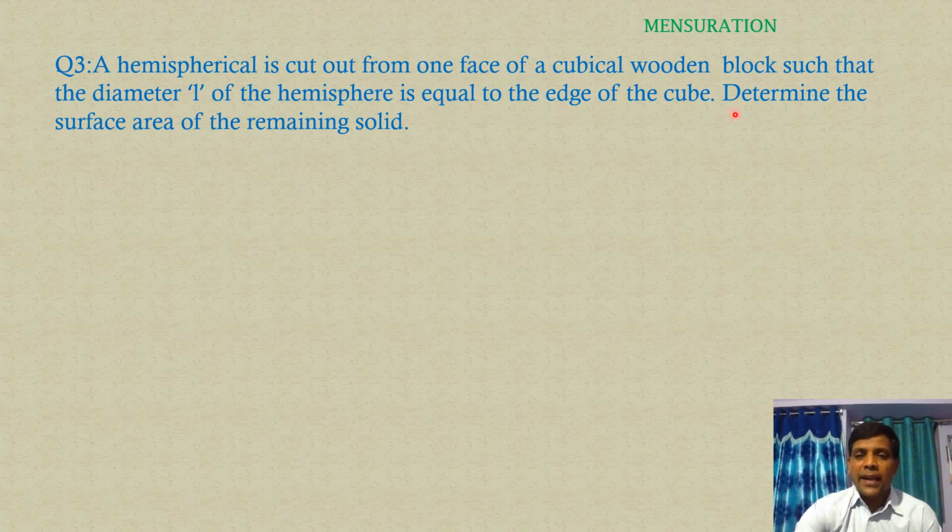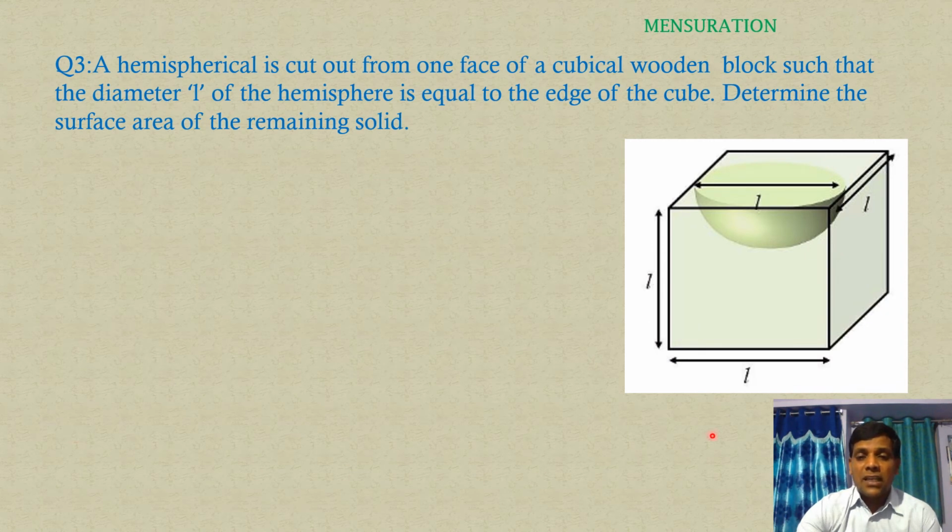Now you have to find the surface area of the remaining solid. What is the remaining solid? The hemispherical part is already cut and removed from the cubical wooden block. Find the remaining shape, find the remaining surface area. First of all, draw the diagram.